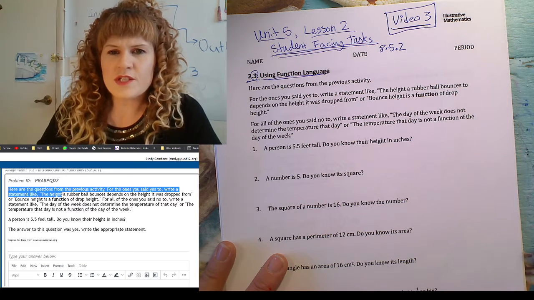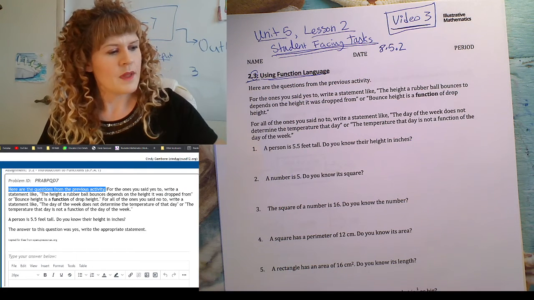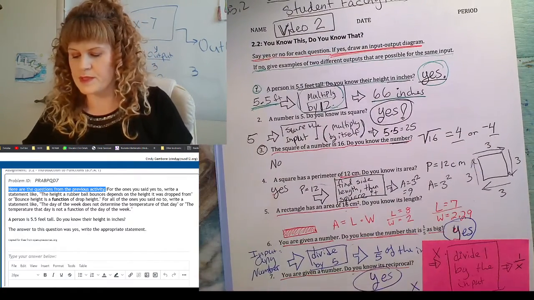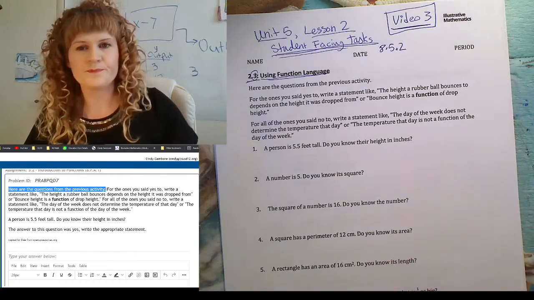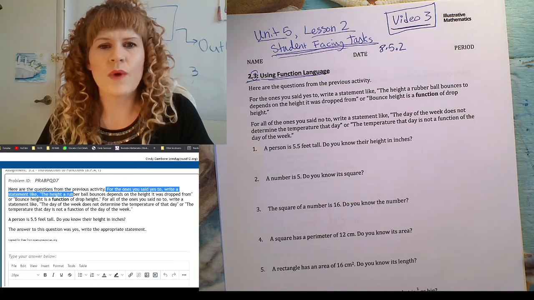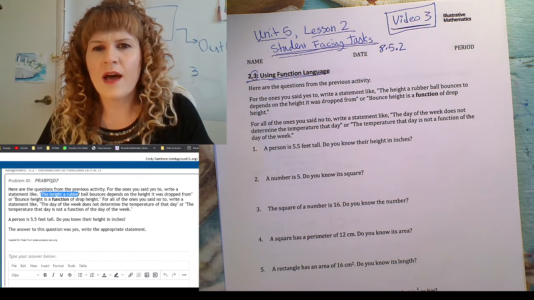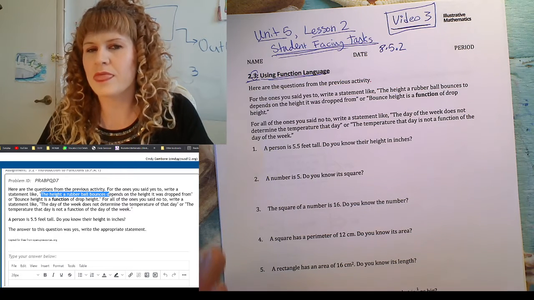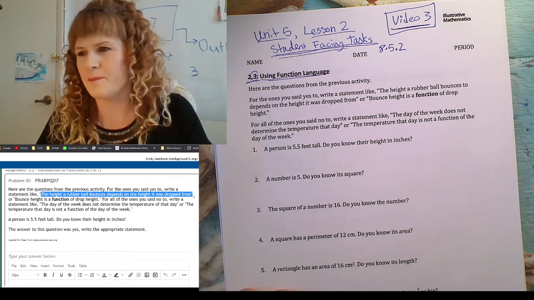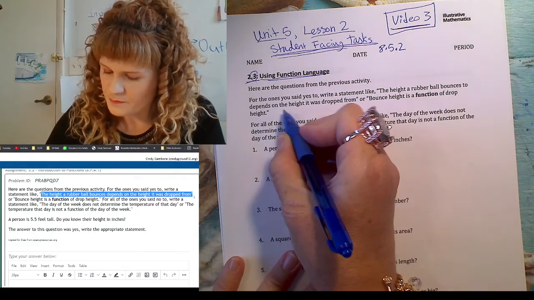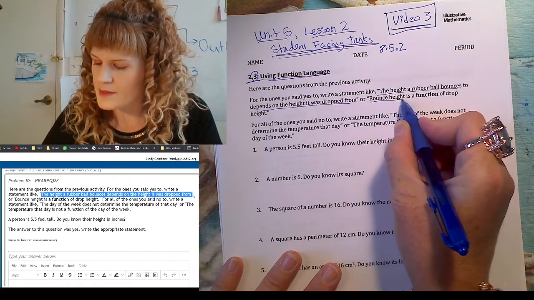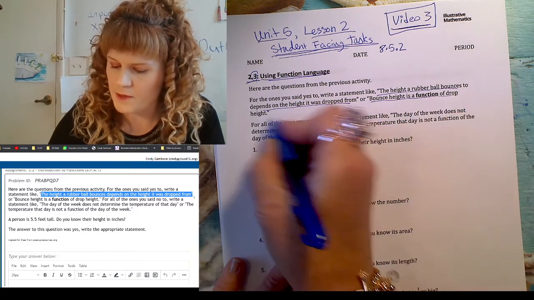Here are the questions from the previous activity. And you remember those questions. We did those together. We drew the input-output rules if it only had one output. For the ones you said yes to, write a statement like, the height a rubber ball bounces depends on the height it was dropped from. Or bounce height is a function of drop height.